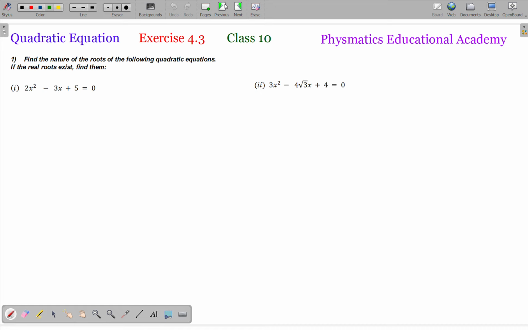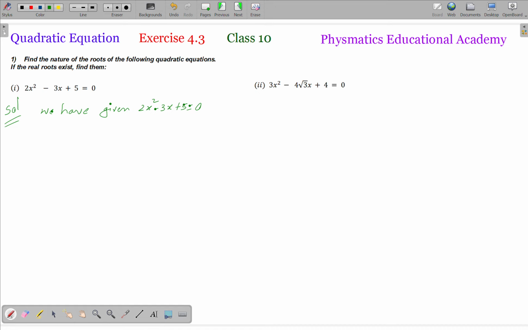Then after that you finalize the values of x. Now first of all, find out whether this equation has real roots or not. Now solution. We have given 2x square minus 3x plus 5 is equal to 0.